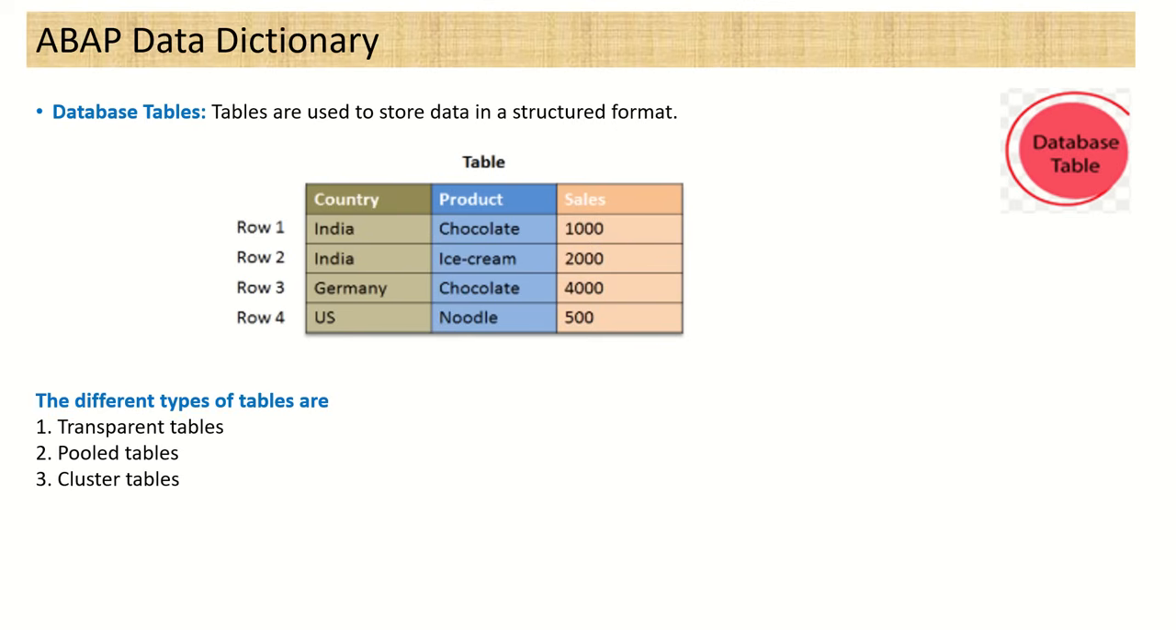Now, what are the different types of tables in SAP? In SAP, we can divide the tables into three types. The first is the transparent table, the second is the pool table, and the third is the cluster table. As a consultant, if you're creating any database table, we always create only transparent tables. Pooled and cluster tables are used by SAP only. So we deal only with transparent tables.